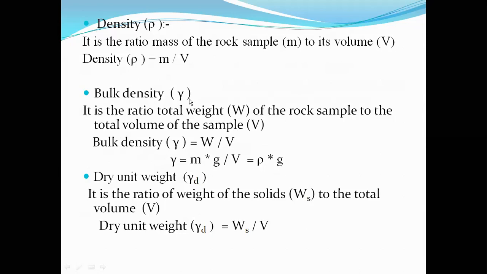So bulk density is nothing but what? If I take the density of the rock mass and multiply that with the acceleration due to gravity, then the value that I will be getting is of bulk density. Okay. Next, dry unit weight.